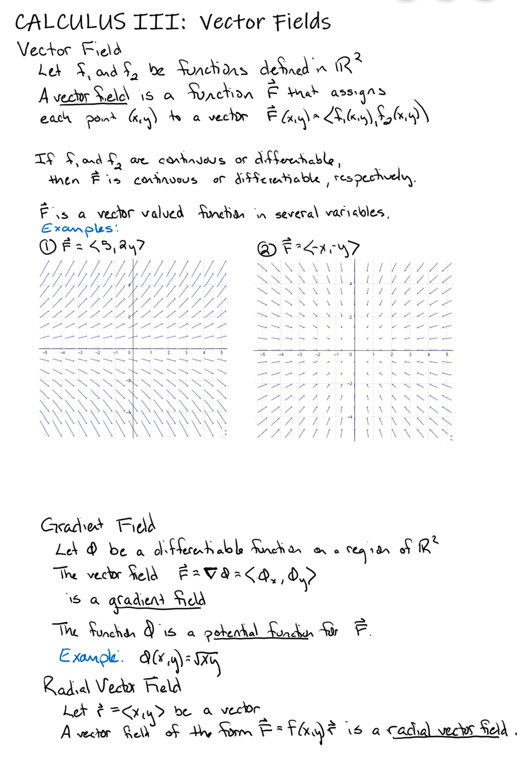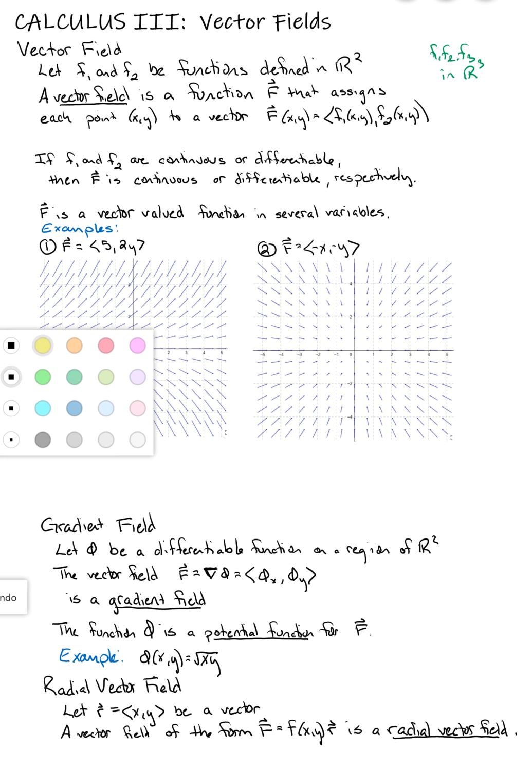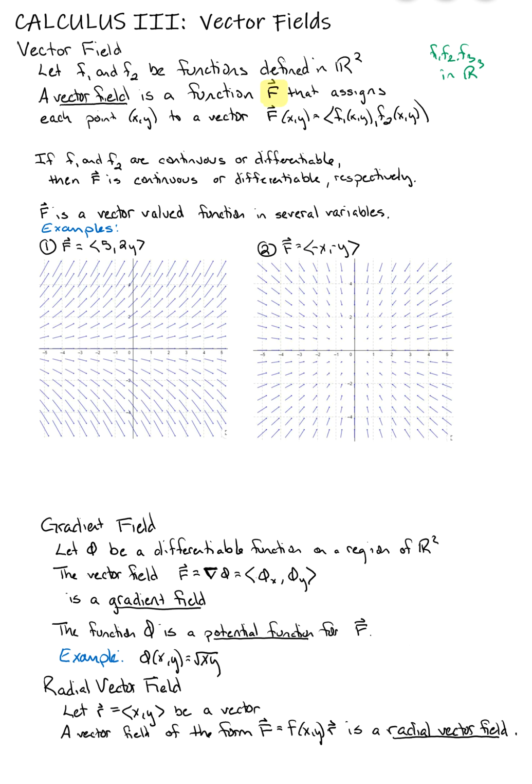So we'll let f1 and f2 be functions defined in R2. Of course, we could have, say, f1, f2, and f3 defined in 3-space as well. A vector field is a function which we'll denote as the uppercase F with the vector notation above it.